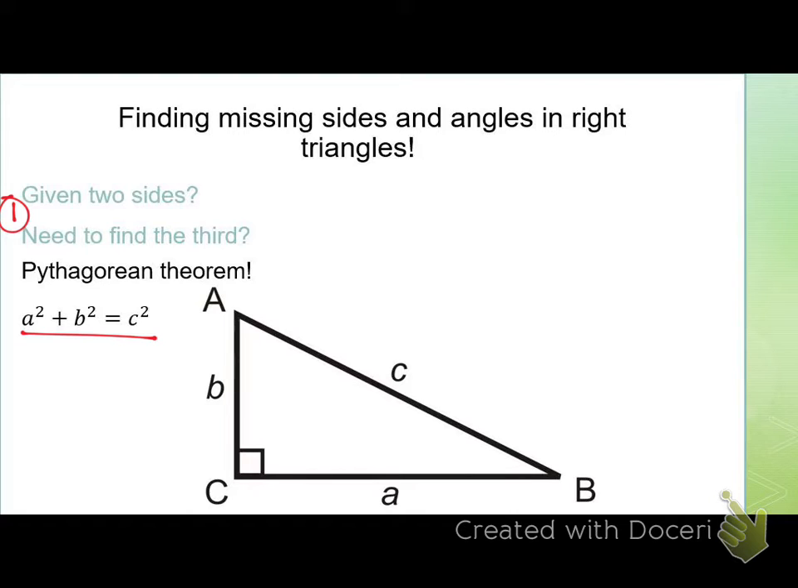So are you given two sides? Do you need to find the third side? You're going to use the Pythagorean theorem. Or you can write a squared plus b squared equals c squared.